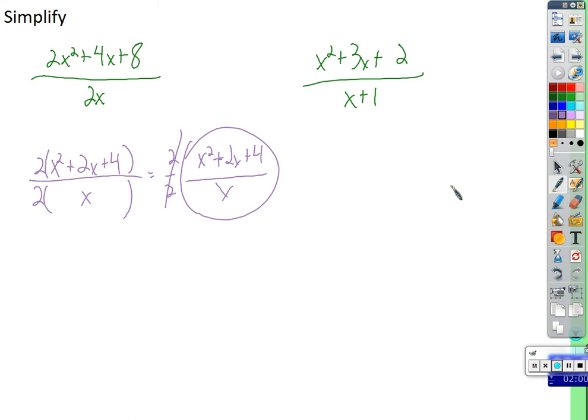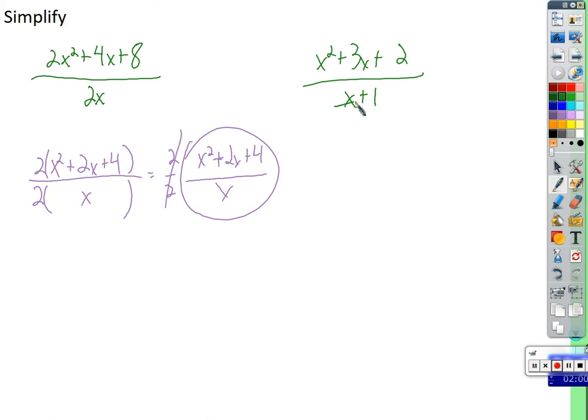Okay? We're not trying to cancel out that x, right? Because the numerator cannot be written as x times something. Okay. How about the second? Okay, so we can't factor anything out of here. We can't factor anything out of here.